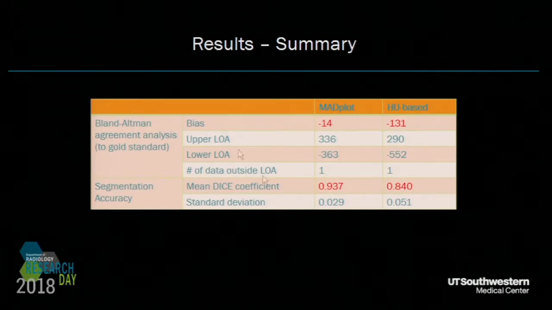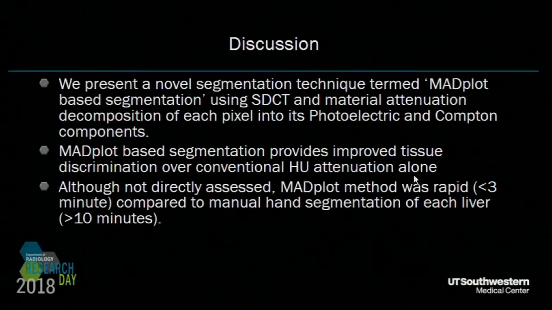So this is just to summarize our results. We have a significantly higher Dice coefficient with our MADplot method than the Hounsfield unit-based method. What we've been able to do is develop a novel segmentation technique termed the MADplot-based segmentation technique using spectral detector CT and this principle of material attenuation decomposition, which separates each pixel into its photoelectric and Compton components. And what we've been able to show is that this method is superior to Hounsfield unit-based methods in providing liver volumetry and segmentation when both are compared against the reference standard of hand segmentation.